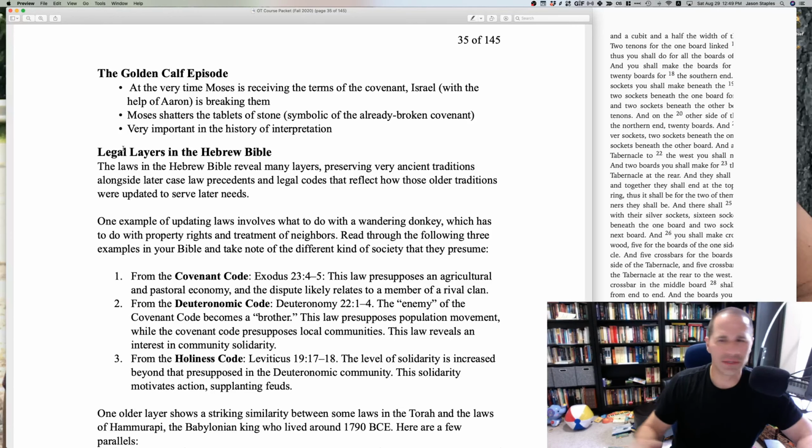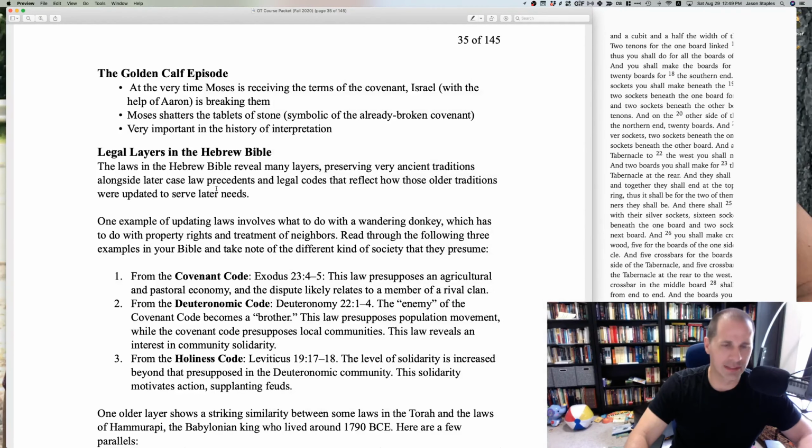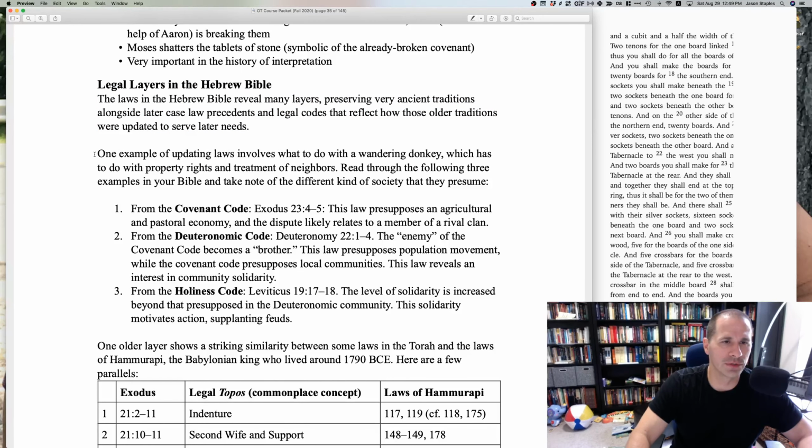So this all happens, and like I said, a very important thing. Beyond that, we have some legal layers that we should talk about. I'm not going to spend too much time on this. We'll look at some of this in our discussion session if you're interested.